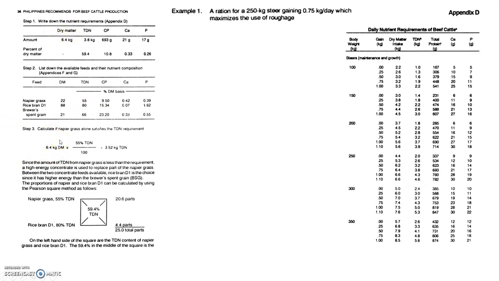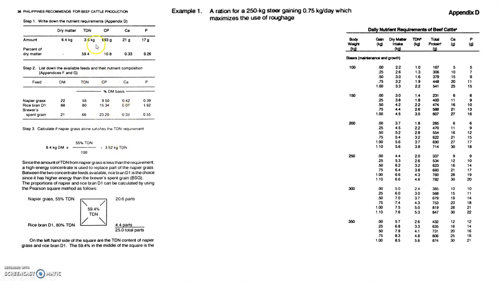And then, the percent TDN on a dry matter basis of Napier is 55%. So, what we do is 6.4 times 0.55, or times 55 divided by 100. The answer is 3.52 kilograms TDN. Now, the second question is, is it enough to satisfy the TDN requirement of the animal? Where can we find that?